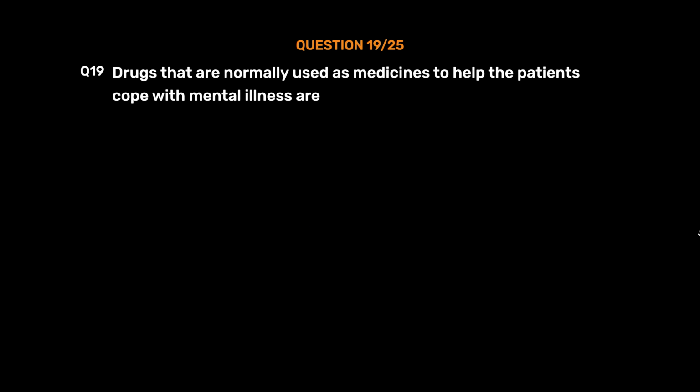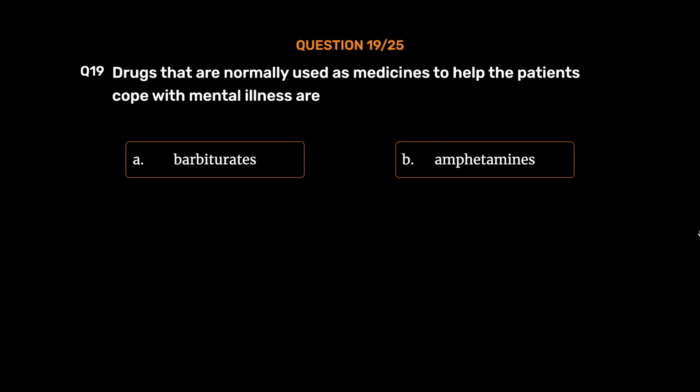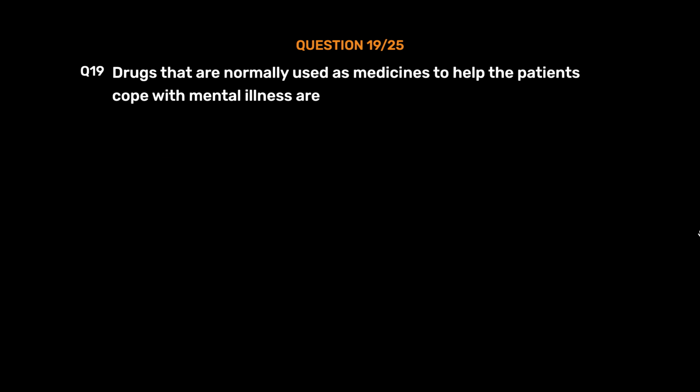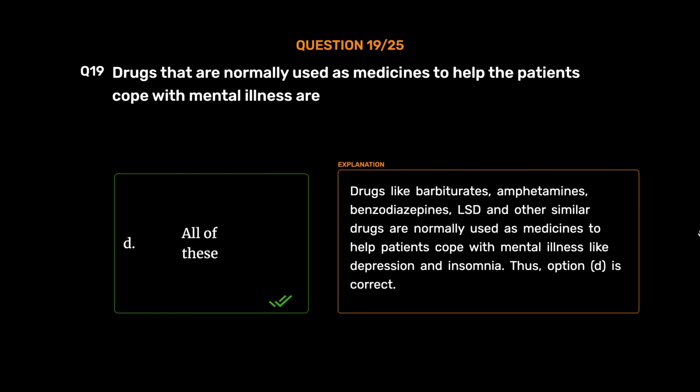Question number 19. Drugs that are normally used as medicines to help the patient cope with mental illness are: option A. Barbiturates. Option B. Amphetamines. Option C. Benzodiazepines. Option D. All of these. The correct answer is option D. Drugs like barbiturates, amphetamines, benzodiazepines, LSD and other similar drugs are normally used as medicines to help patients cope with mental illness like depression and insomnia. Thus, option D is correct.